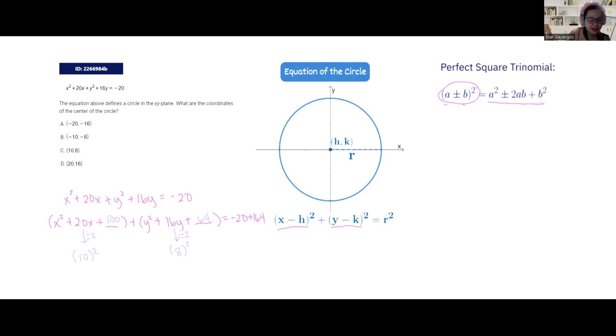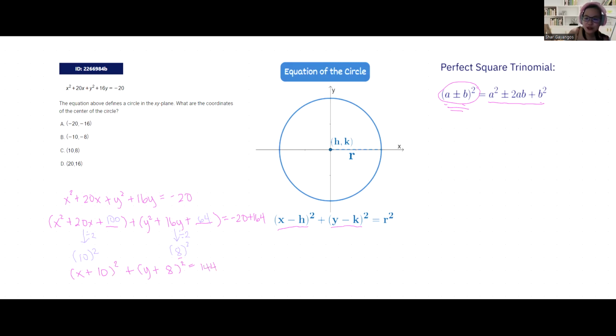So let's rewrite this in the binomial form that we have, right? So we have x, and then we have 10 squared plus y plus, use this one, 8 squared. And then, of course, simplify this, that's 144. It's just telling us that the radius is actually equal to 12, right?